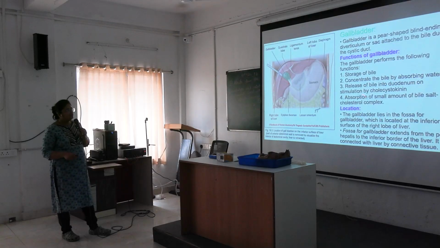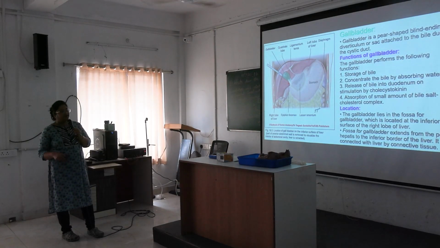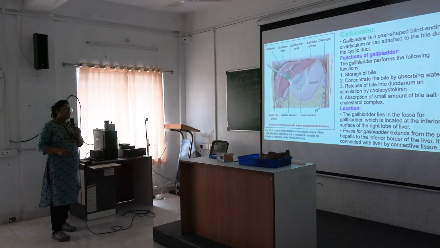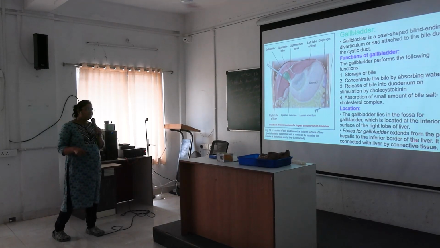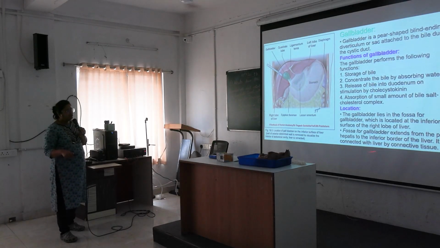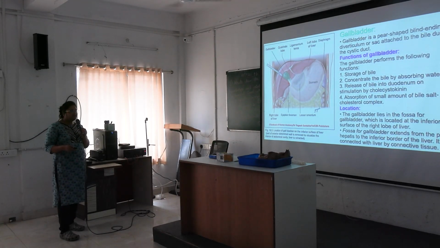What is the location? It lies in the fossa for gallbladder, which is located at inferior surface of right lobe of liver. And fossa for gallbladder extends from porta hepatis to the inferior border of the liver, and it is connected with the liver by the connective tissue.